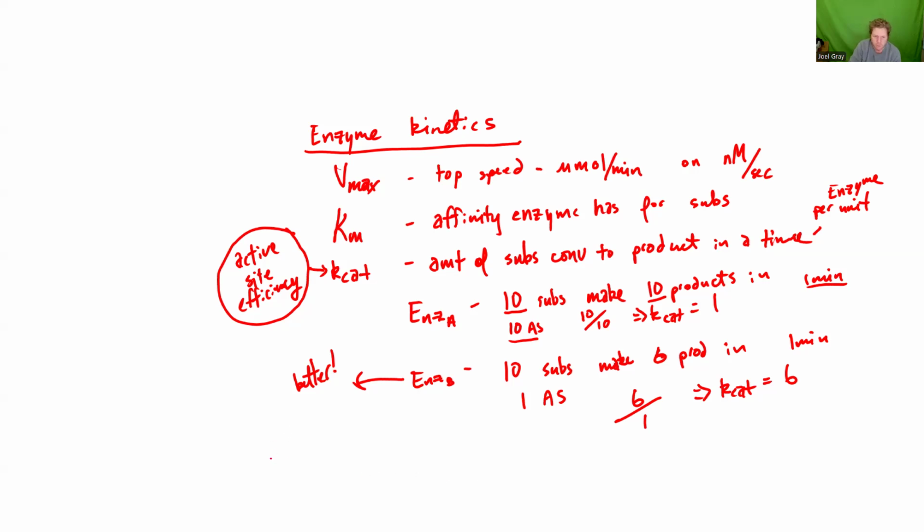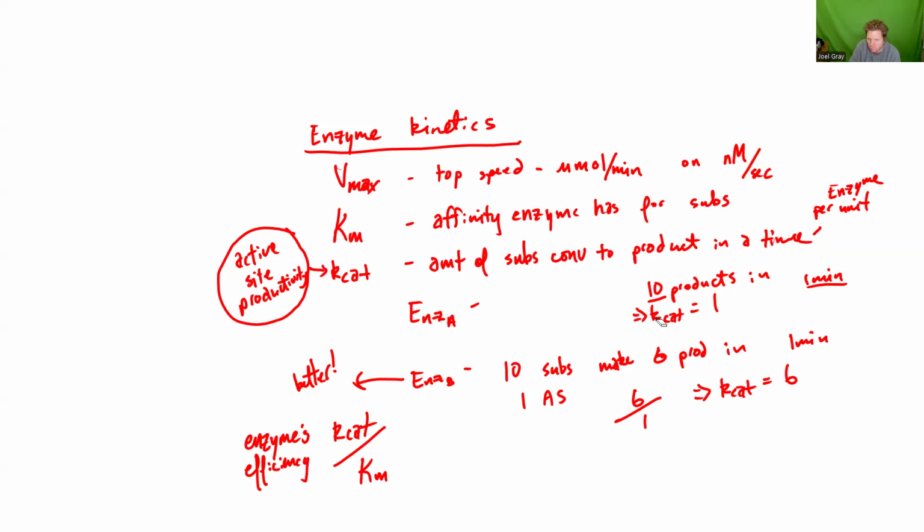Now to compare those even further, we can look at our enzymes, and actually I'm not going to say efficiency, I'm going to say productivity. An enzyme's efficiency is measured by looking at your kcat divided by your Km. Okay, so I'm going to erase all of this, the calculation that we just did, and I'm just going to define enzyme A as having a kcat of 1 and enzyme B as having a kcat of 6.